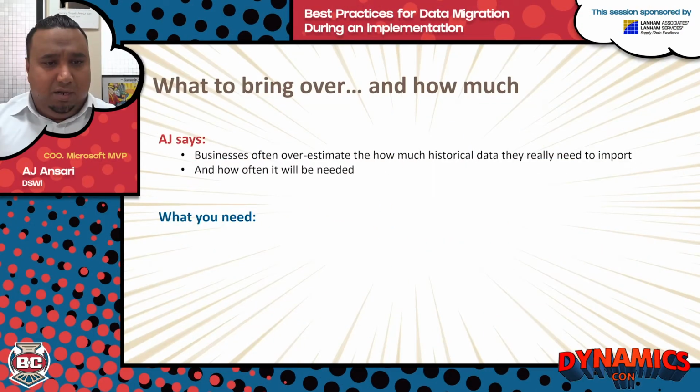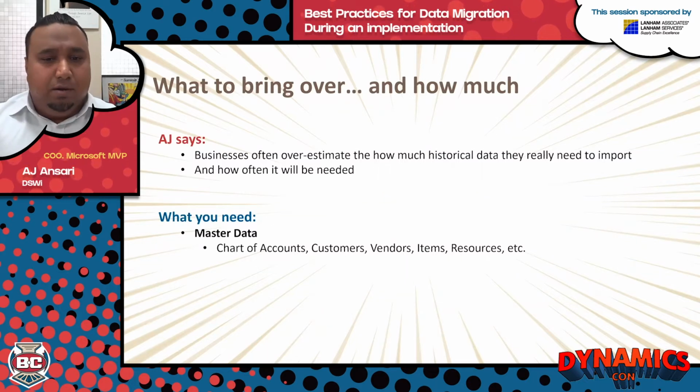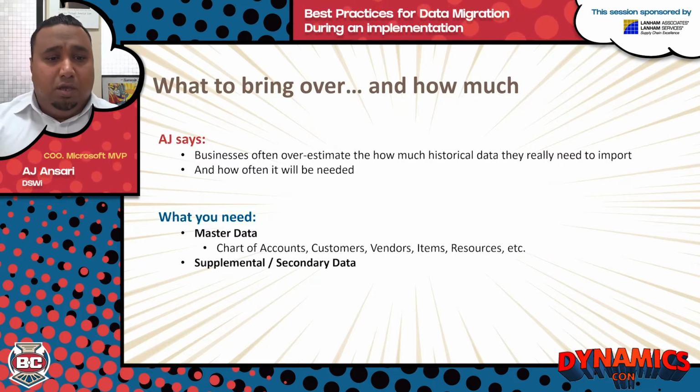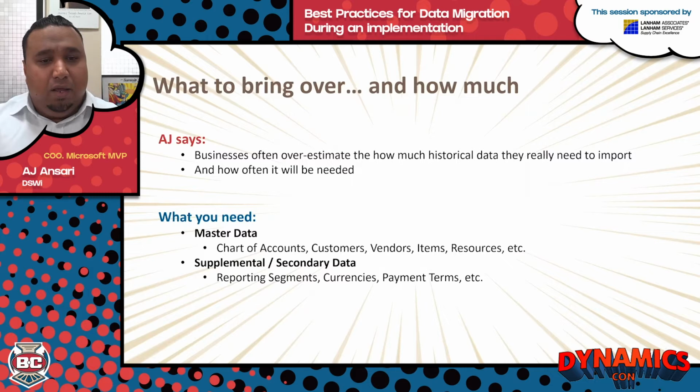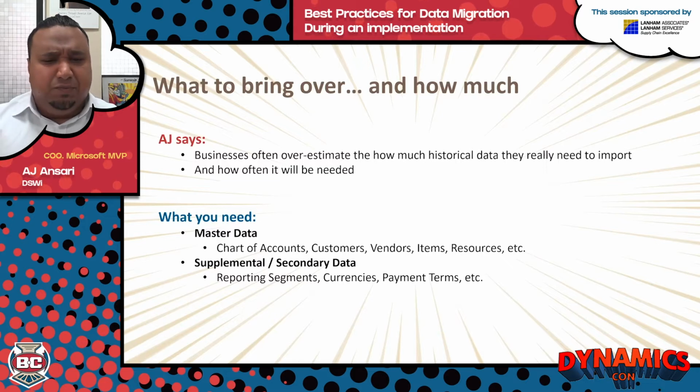So what you need. Master data. That's your chart of accounts, your customers, your vendors, your items, your resources if you're a services-based company, right? You want to have those. You want to have supplemental or secondary data. So if you do reporting segments or dimensions, you want to bring that in. Currencies, payment terms, and there's so much more like resource rates.